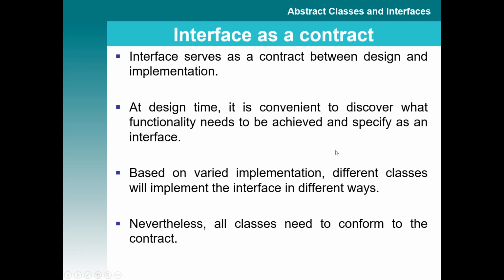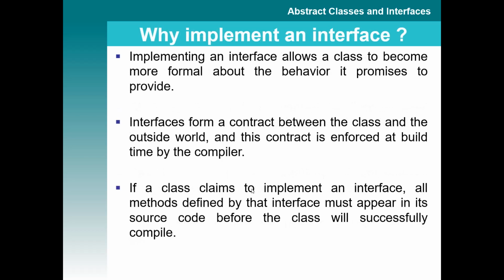At design time, we can discover what functionality needs to be achieved and specify it as an interface. And for different possible implementations, we can have different classes implement that interface. So to the user of those classes, all those classes look similar because all of them implement the same interface. So implementing an interface allows a class to become much more formal about the behavior that it promises to provide.